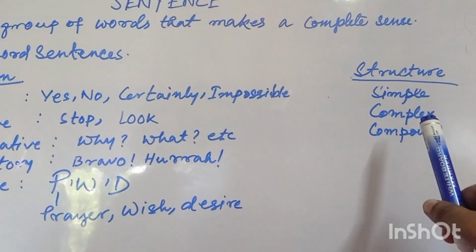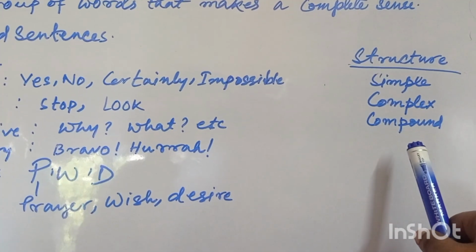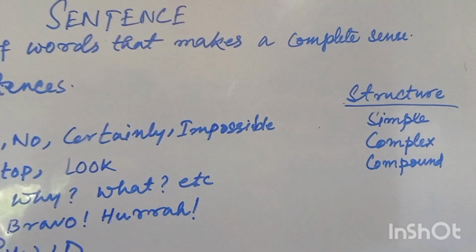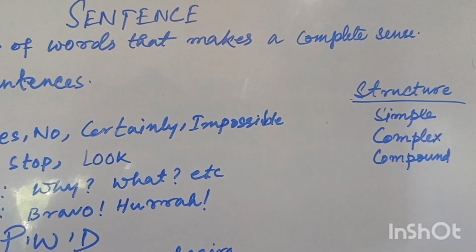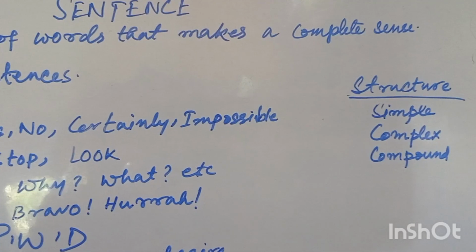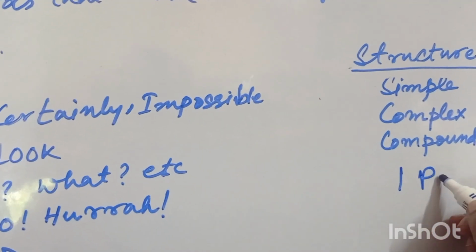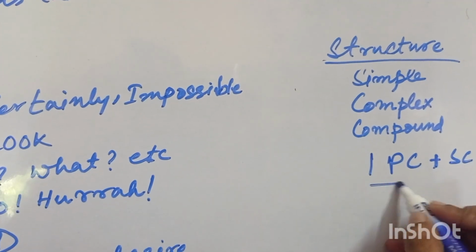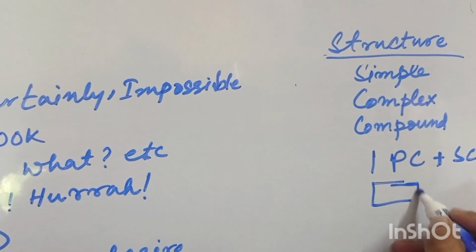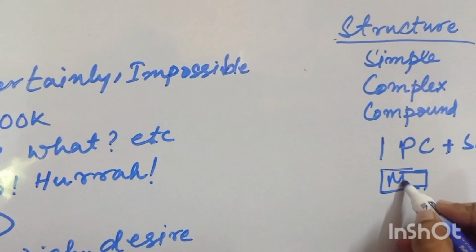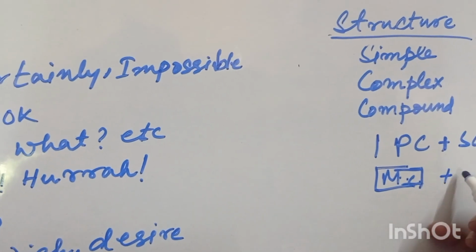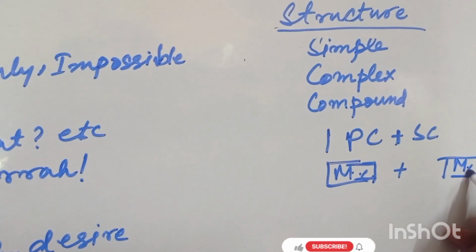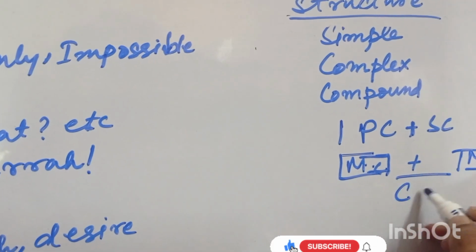Now, sentences can be divided according to structure as simple, complex and compound. Now what is a simple sentence? A simple sentence always has one finite verb in it, a complex sentence must have one principal clause and one subordinate clause, and a compound sentence always has two main clauses. One main clause on this side, another main clause on that side, and in between there will be coordinate conjunctions.